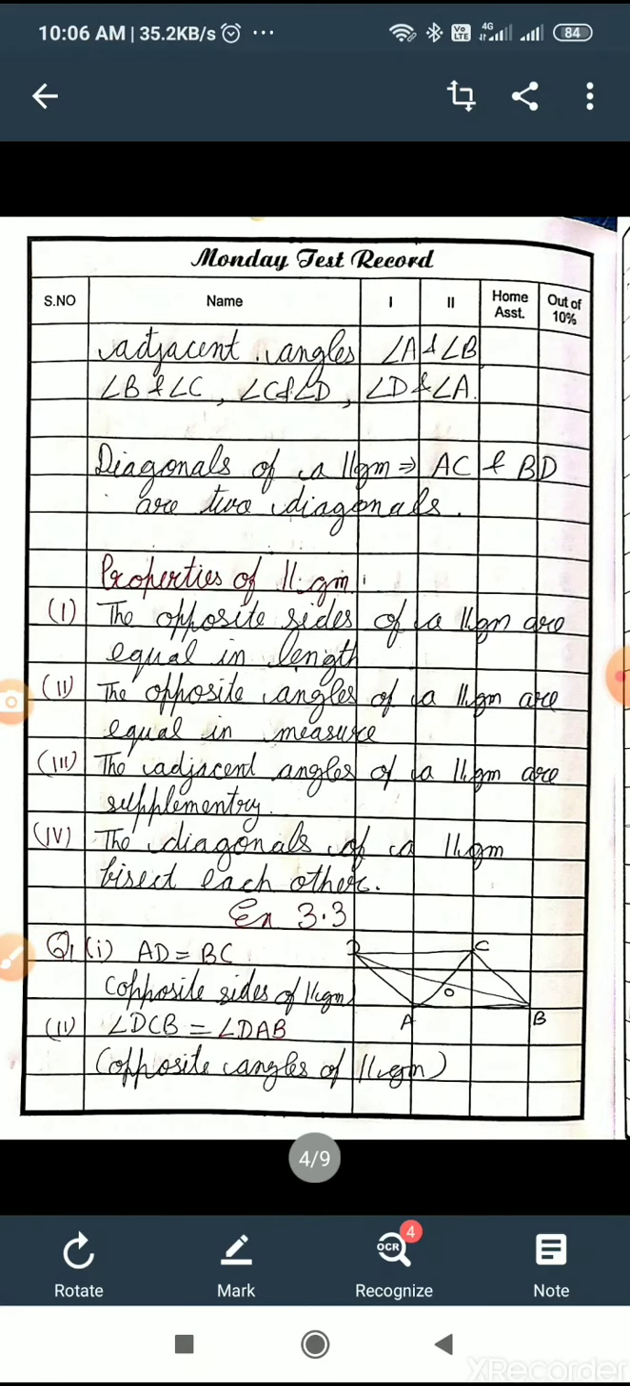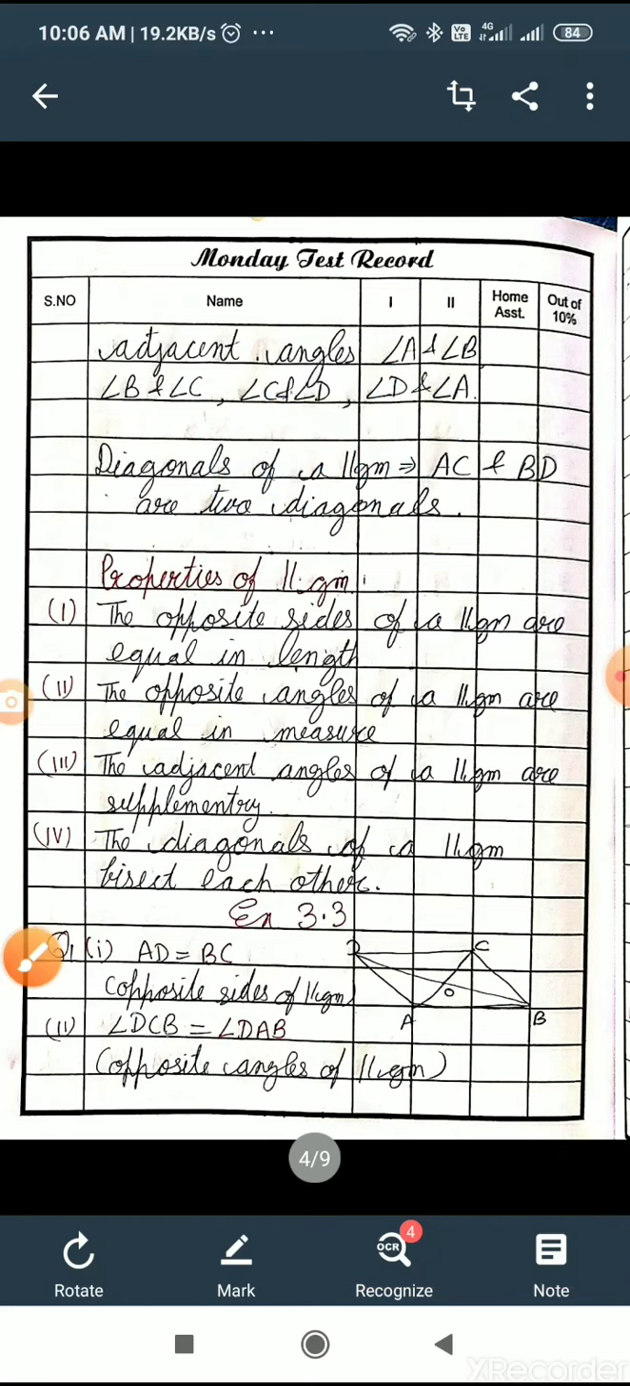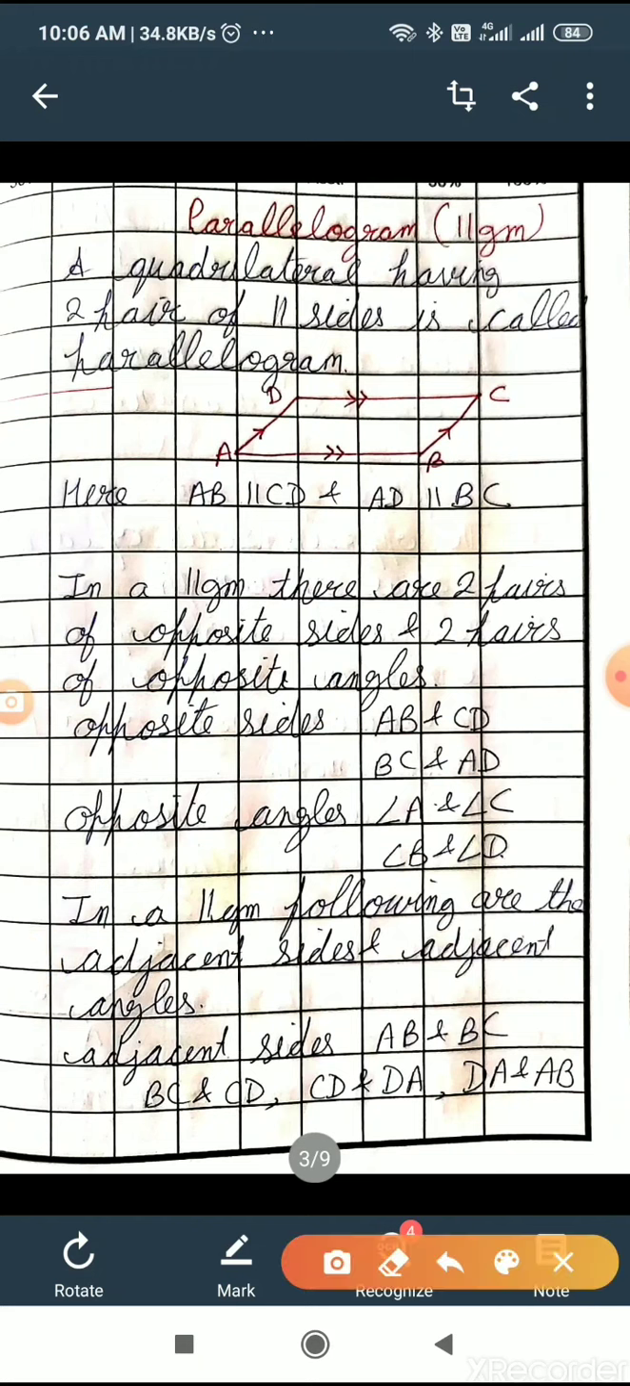What else is he saying? The adjacent angles of a parallelogram are supplementary. This property we are talking about. Supplementary means 180 degree. So the adjacent angles of a parallelogram will always be supplementary, means the sum of this angle and this angle will always be 180 degree. The sum of this angle and this angle will be 180 degree.